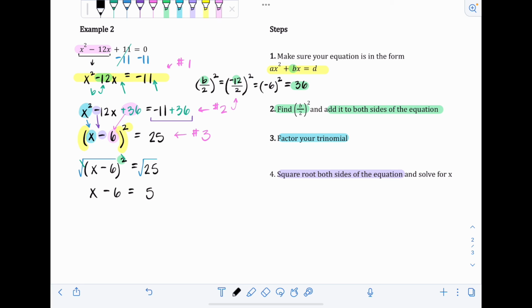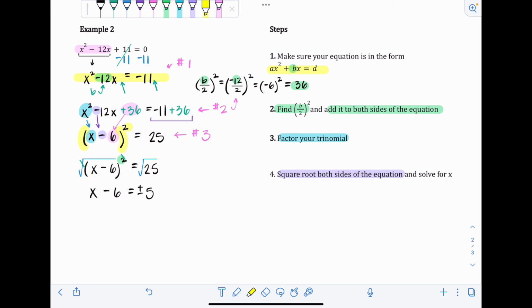So it's 5, and then we need to remember that anytime we're solving this entire section, we have to include the positive or negative version of that. So positive and negative 5. Basically, when your goal is to get down to x equals, that's what solving is, you want to include that positive or negative version.